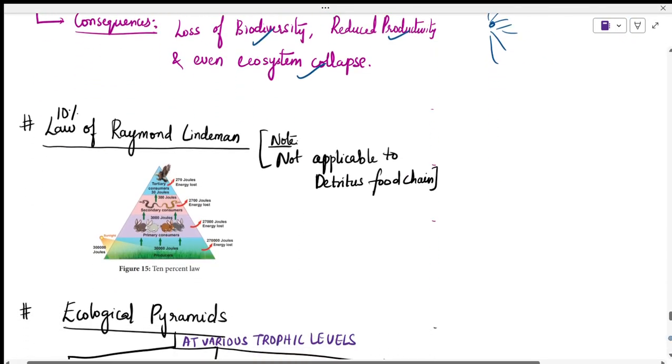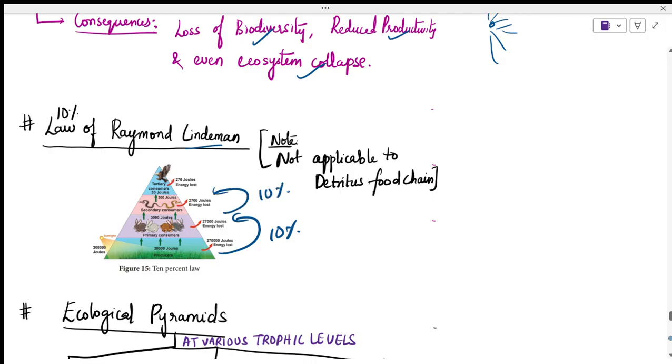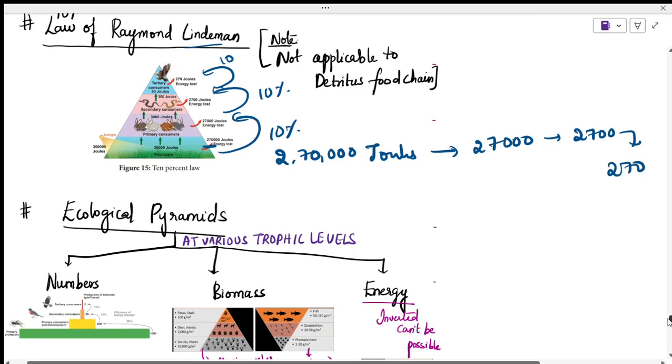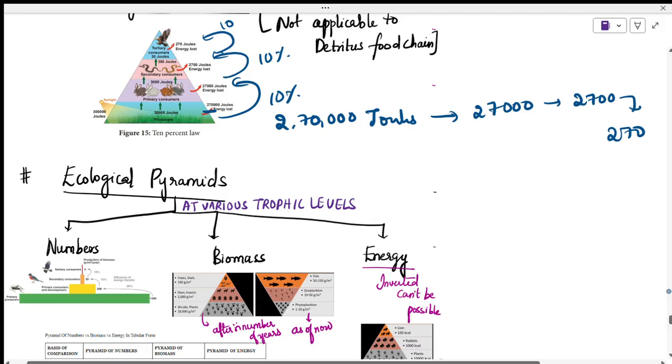So this 10% Lindeman rule also I have discussed, that from this level to this level 10% energy will be going, only 10% from this, only 10%. So you can see that 2,70,000 joules of biomass is produced from here to the next level. 27,000 is going from there, 2,700 from there, 270 joules. Alright, so we have seen food web, food chain, and now we'll be seeing ecological pyramids.